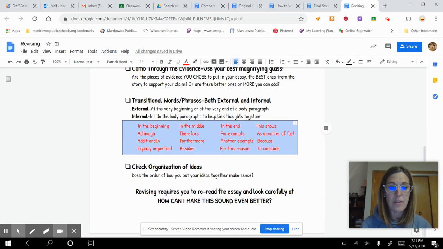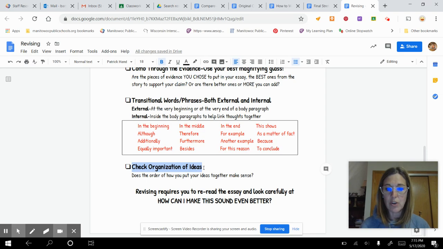And the last one, can you just please check the organization of your ideas? Does the order of how you put your ideas together make sense? Okay. And if not, we need to move that furniture around, as Mrs. Sharp tells us. So revising requires you to reread the essay and look carefully at, how can I make this sound even better?